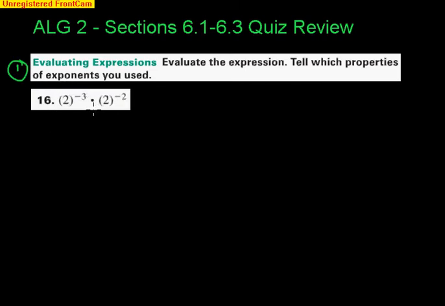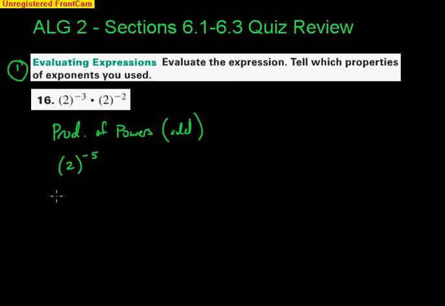2 to the negative third times 2 to the negative second. This is a product of powers. And you see you have multiplication going on between two 2's, each of them having an exponent. So that means you add the exponents. So this becomes 2, and when you add negative 3 and negative 2, you get negative 5. Product of powers means you add the exponents.